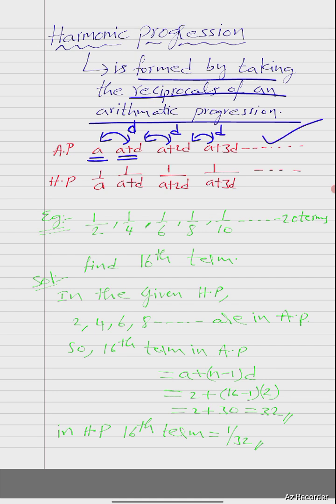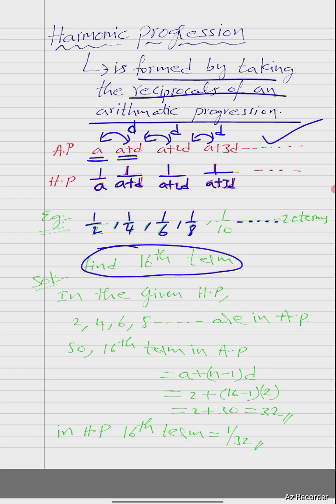Now just take the reciprocal of that series. It is what? Simply 1 by a, 1 by a plus d, 1 by a plus 2d, 1 by a plus 3d. So harmonic progression is just the reciprocal of arithmetic progression. Now let us look at this example. We are given some terms: 1 by 2, 1 by 4, 1 by 6, 1 by 8, and this series extends up to 20 terms. And we are asked to find the 16th term. What is the 16th term in this series?